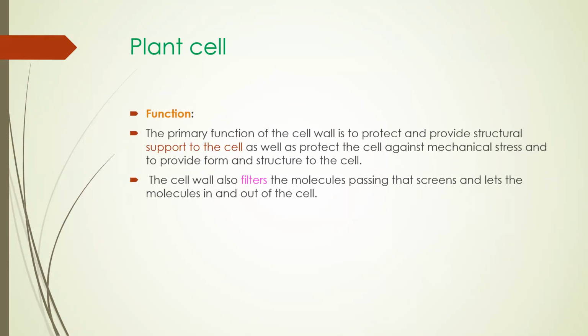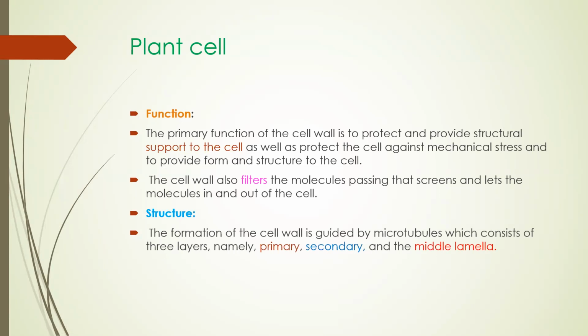Next, the primary function of the cell wall is to protect and provide structural support to the cell, as well as protect the cell against mechanical stress and provide form and structure to the cell. Main function of the cell wall: protection of cell organelles. This is very, very important.